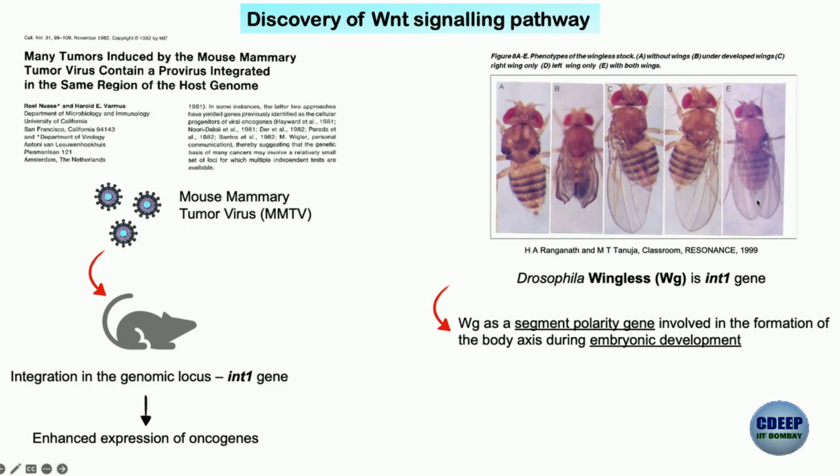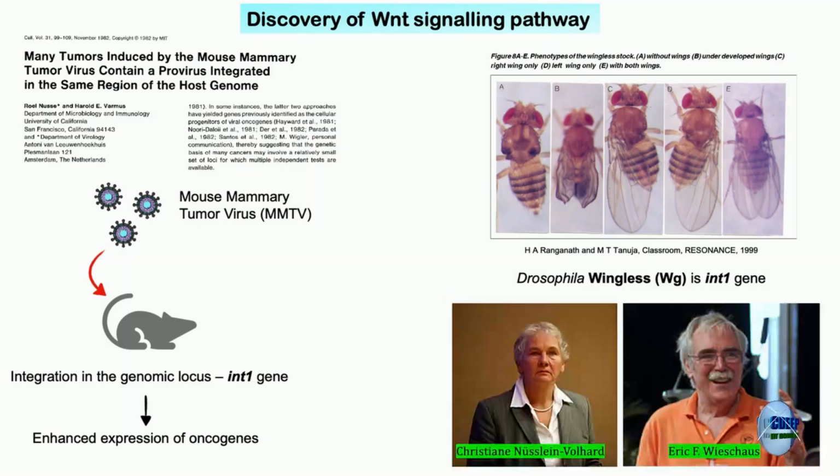So these people showed that this wingless gene is very important as a segment polarity gene, and it's involved in the formation of body axis during embryonic development. That is the discovery they made. Who did? These two people did.